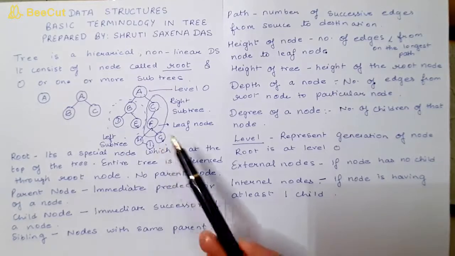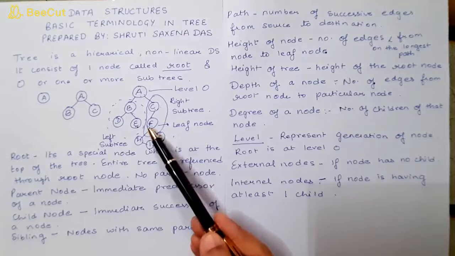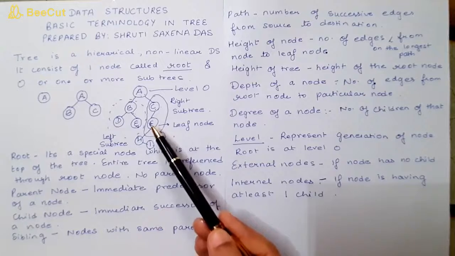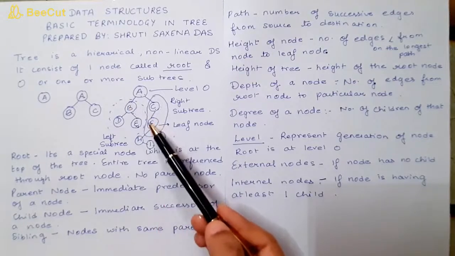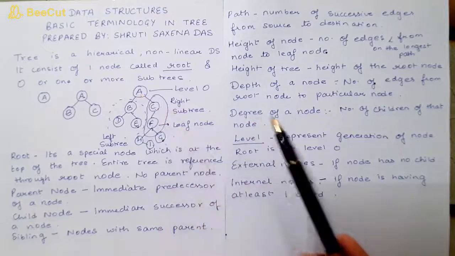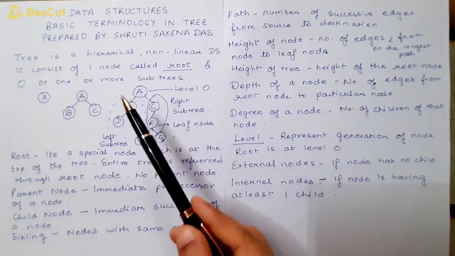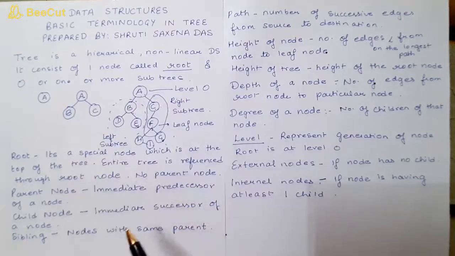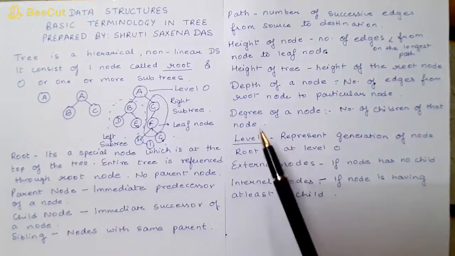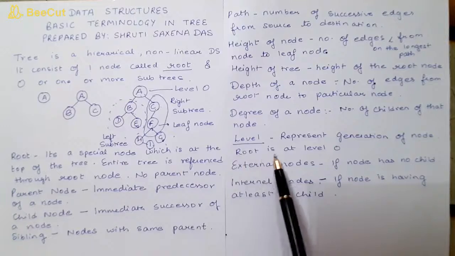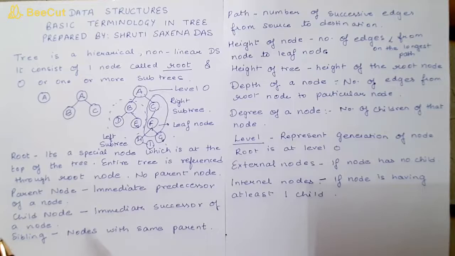Suppose I want to check the depth of F, then you have to check from the root node to F how many edges there are, or from F to the root node how many edges. So F to C, C to A. You can remember that in case of depth you check in the upward direction, in case of height you check in the downward direction. Then degree of a node is the number of children of that particular node, and level is very important. You need to remember that level represents generation, and root is always present at level 0.